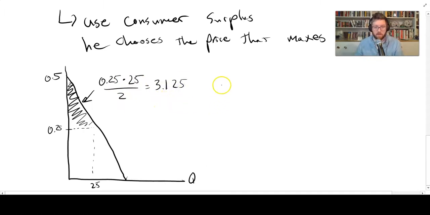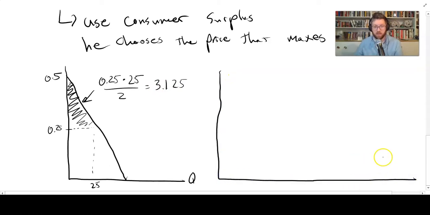Okay? How do we think about the case where he has to buy 75 photos? Well, let's draw this thing all the way out to here.